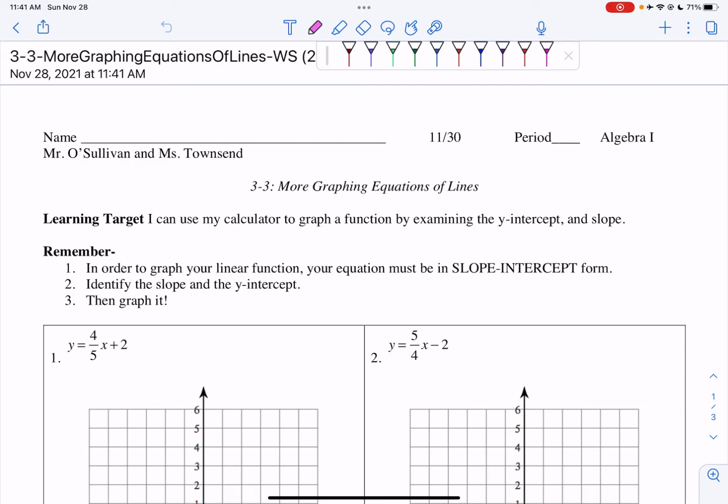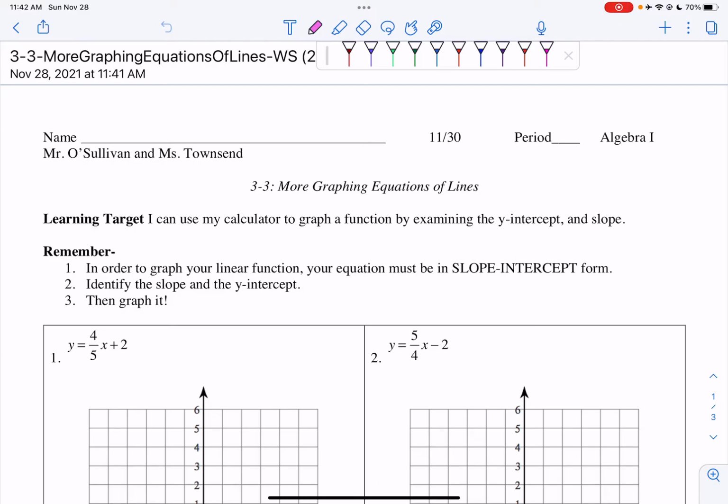Today we're going to be looking at lesson 3-3, more graphing equations of lines. The reason I'm saying more graphing equations of lines is because we're going to learn how to graph lines when they're not in slope-intercept form. So today's learning target is: I can use my calculator to graph a function by examining the y-intercept and the slope. Again, we're going to use the calculator to verify our answer, and we're going to do that in person. We're going to do most of these by hand.